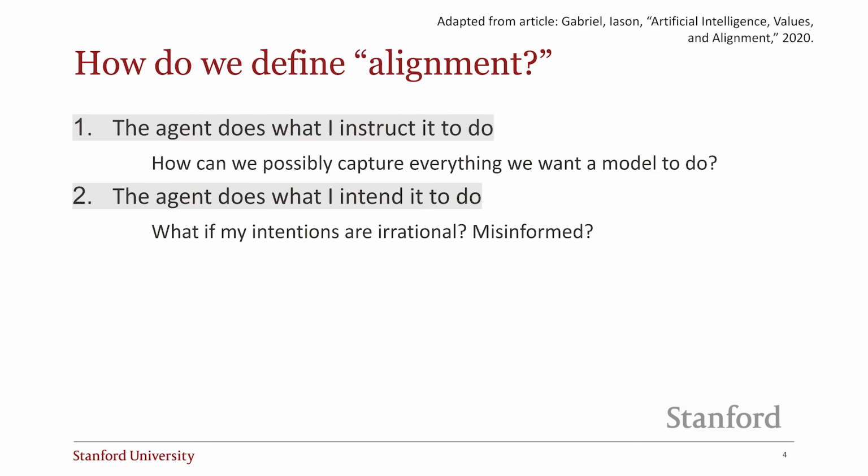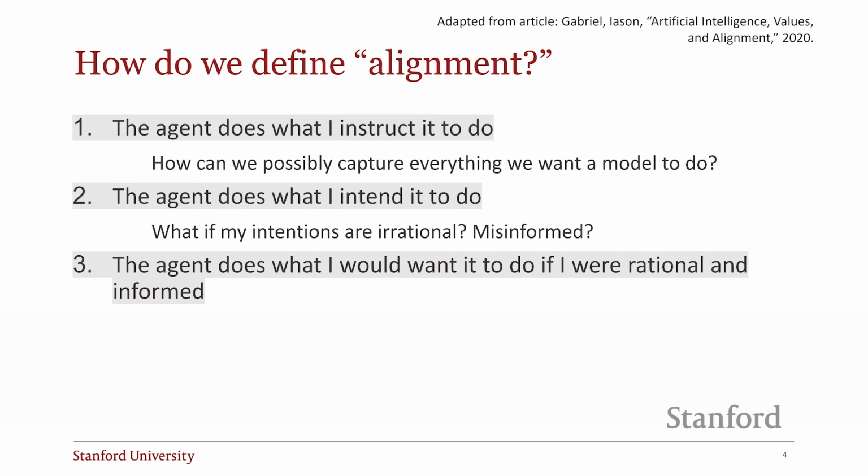Then, what if the agent does what I intended it to do? Suppose our development in AI is advanced enough for our models to understand the intentions behind our instructions. Say they grasp our human language, our cultures and practices. That sounds convincing. But again, we run into a problem. What if our intentions are irrational or misinformed? Should we still permit these models to operate according to our intentions?